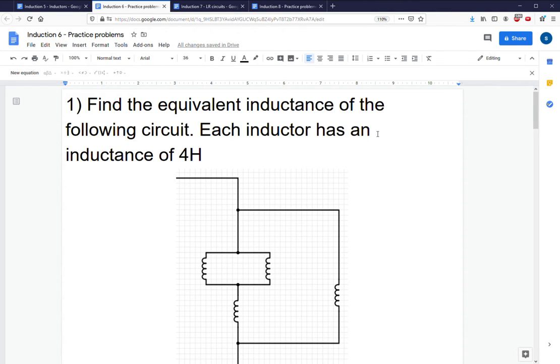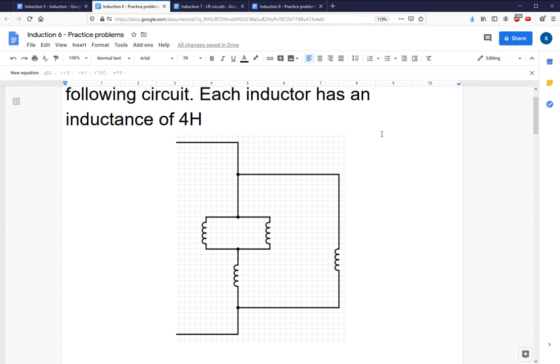Problem 1. Find the equivalent inductance of the following circuit. Each inductor has an inductance of 4 henries. Please pause the video and attempt the problem.